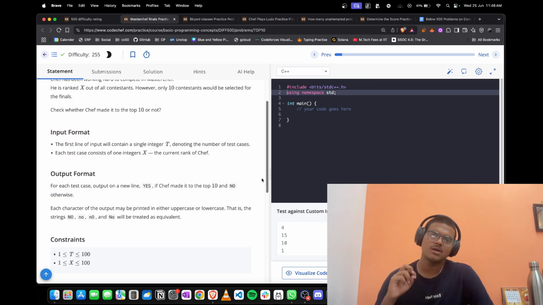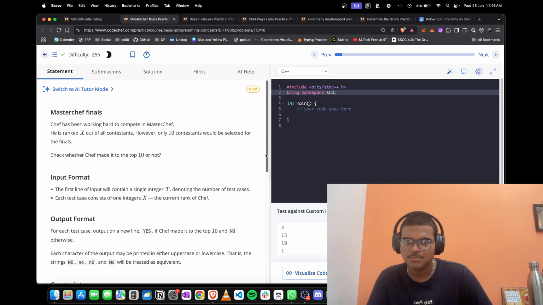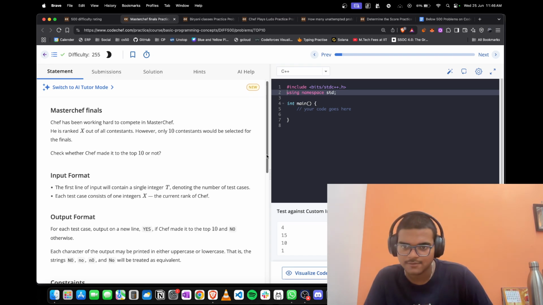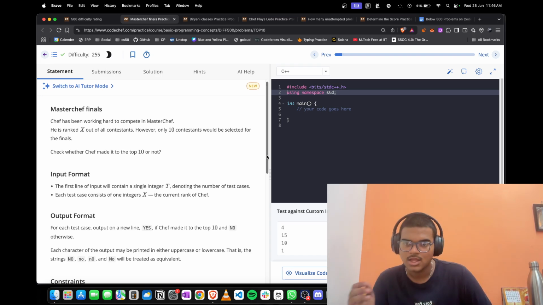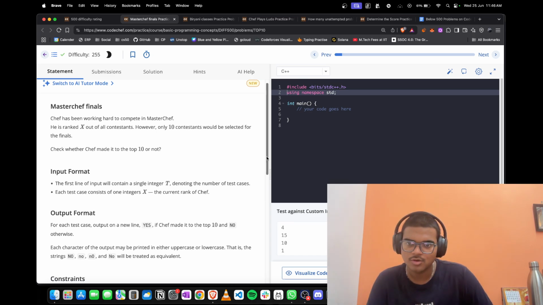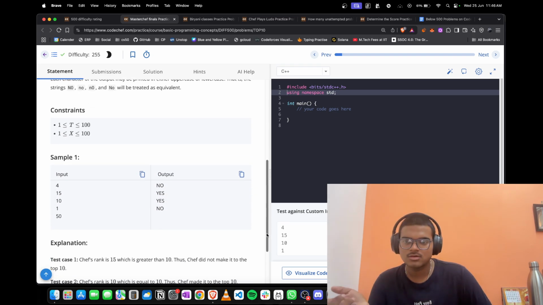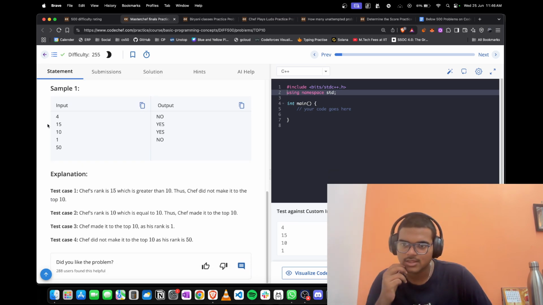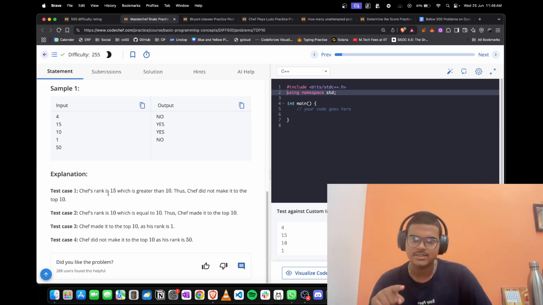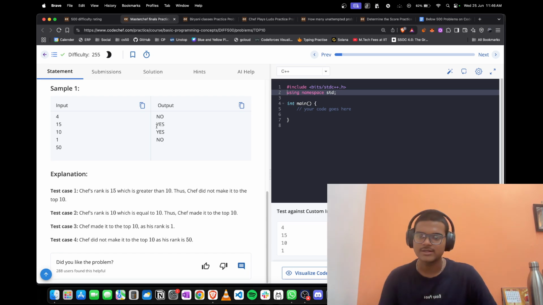So basically, according to the question, X is the current rank of chef in this competition, and if he wants to go to the final, then he must be in the top 10 positions. Like you can see here, 15 is greater than 10, that's why he was out of the finals. And 10th position is equal to 10, so the output is yes, it means he made it into finals.